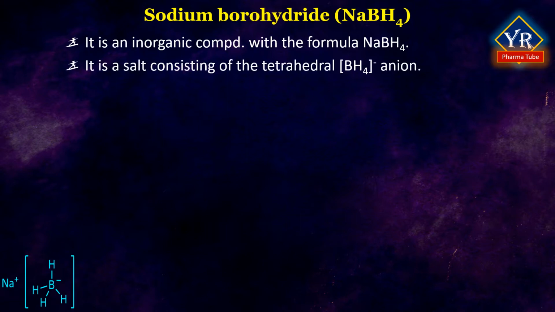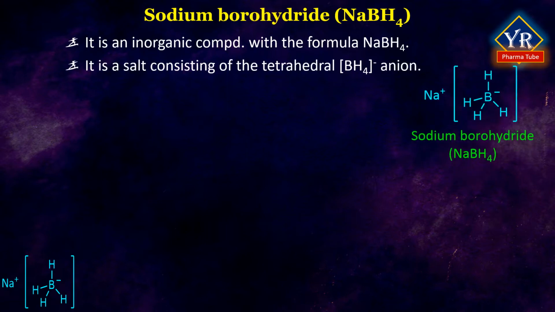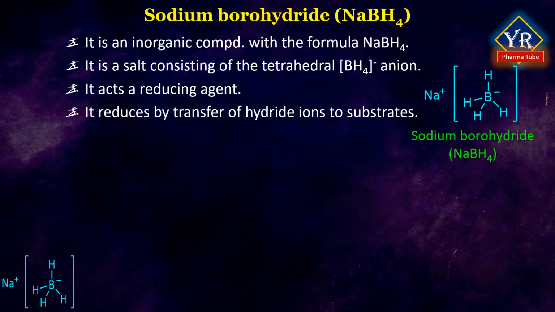It is a salt consisting of the tetrahedral anion. The salt NaBH4 has an ionic bond between sodium and borohydride. It acts as a reducing agent and thus it reduces by transfer of hydride ions to substrates.